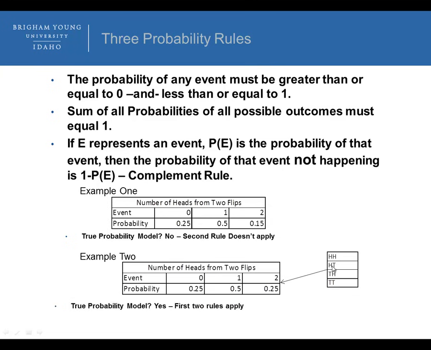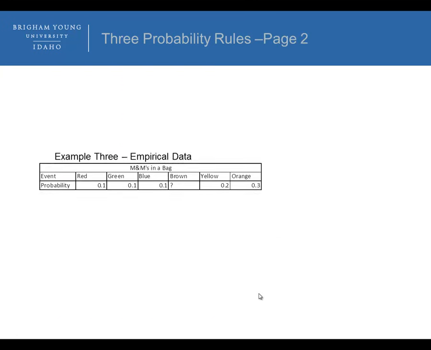And here are the possible outcomes. You can get heads, heads first, or heads second, or you can get 2 tails, or no heads. So this is a true probability model because the first two rules of probability apply. All these probabilities are greater than 0 and less than 1. Okay, and then let me just skip to the next part here.